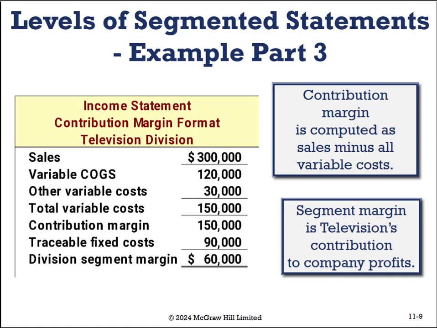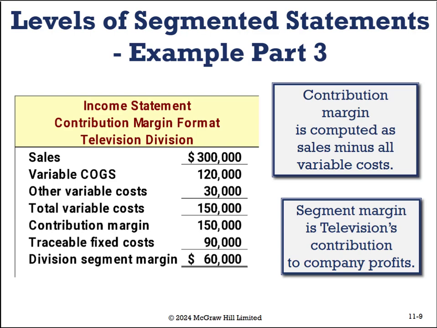All right, so continuing on, you'll notice that contribution margin is still calculated the same. And then when we look, we're like, oh, cool. This is the amount of profit that the television division contributes to the overall company's bottom line. So they are profitable by $60,000.